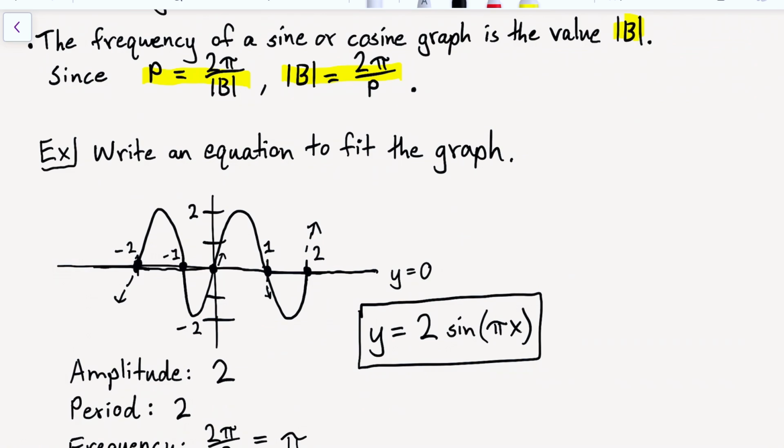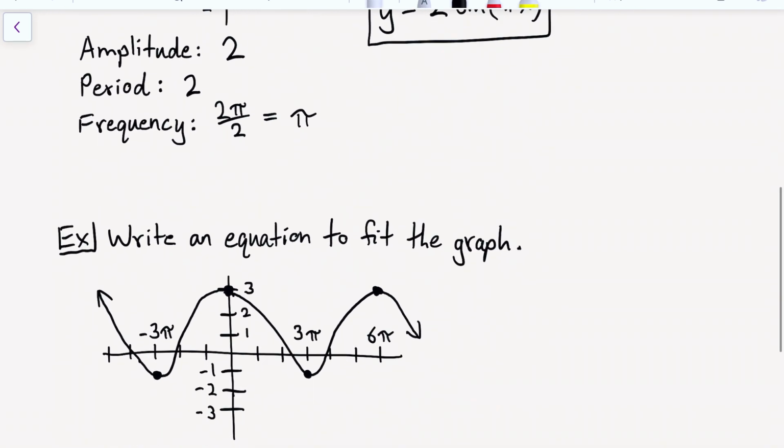Now I want to say that I could have also expressed this graph using a cosine function that would have involved a phase shift to the left or to the right. The simpler option here is probably to choose the sine function and to not show a phase shift in the equation.